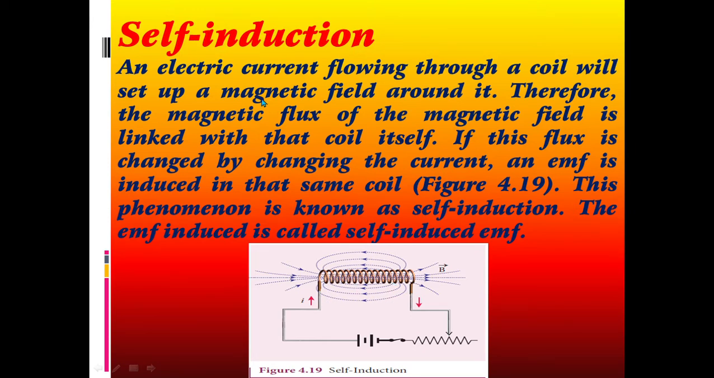Once again, an electric current flowing through a coil sets up a magnetic field around it. Therefore, the magnetic flux of the magnetic field is linked with that coil itself. If this flux is changed by changing the current, an EMF is induced in that same coil. This phenomenon is known as self-inductance. The EMF induced is called self-induced EMF. This paragraph is very important. 2-mark question: definition of self-induction.